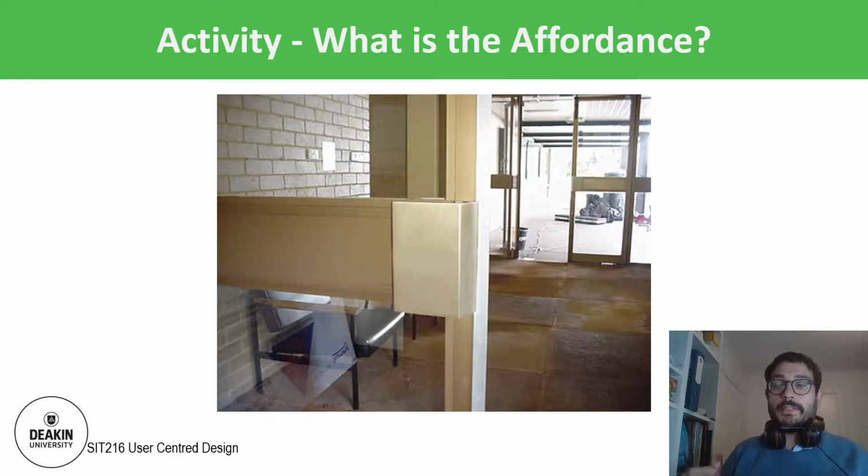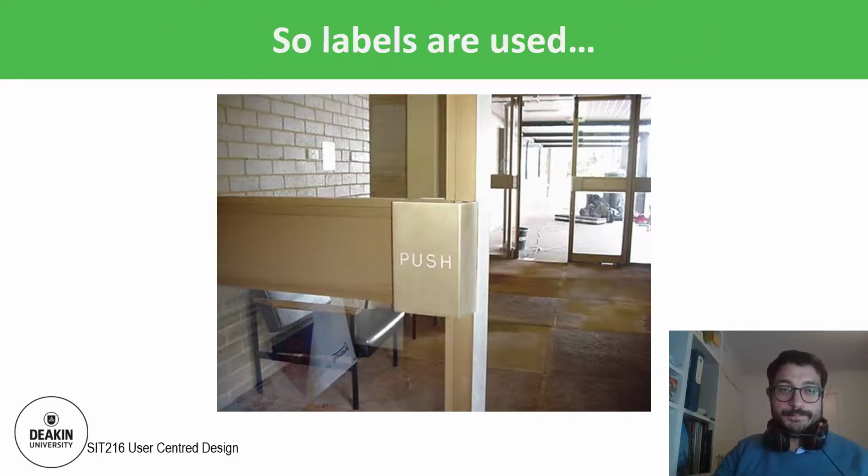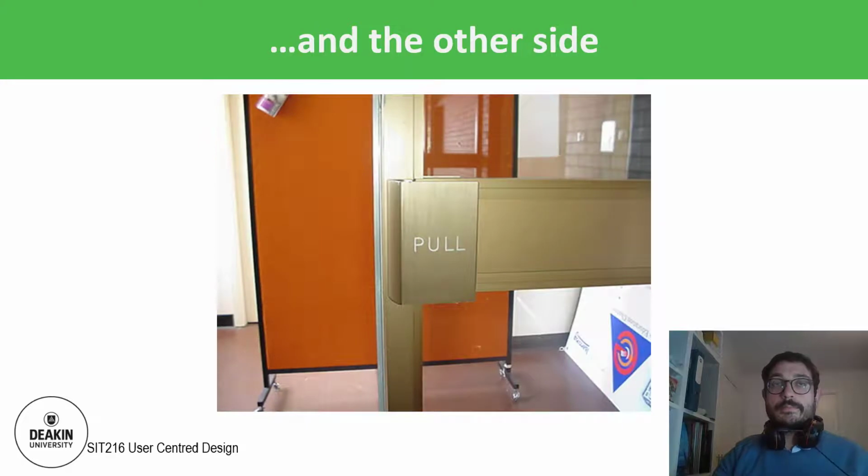How can we tell whether or not we have to push or pull? We fix it. We go and add a simple label on it that says push. This way, no one is going to make the mistake. And on the other side, we're going to write pull. Quite simple.